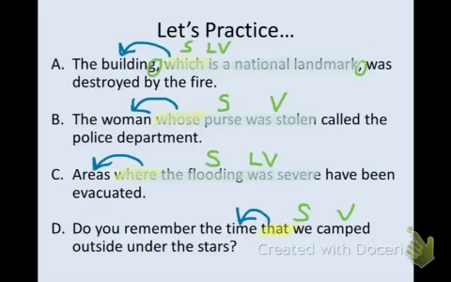And finally, do you remember the time that we camped outside under the stars? Let's go ahead and take out that adjective clause as well. And just make sure our sentence still makes sense there. And do you remember the time? Of course, simple sentence.